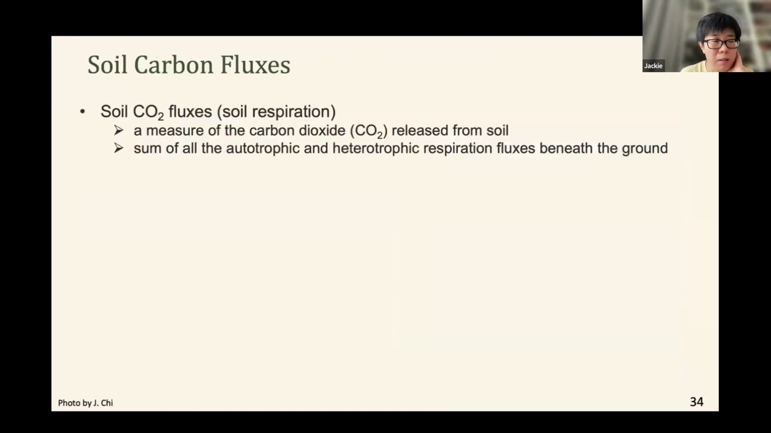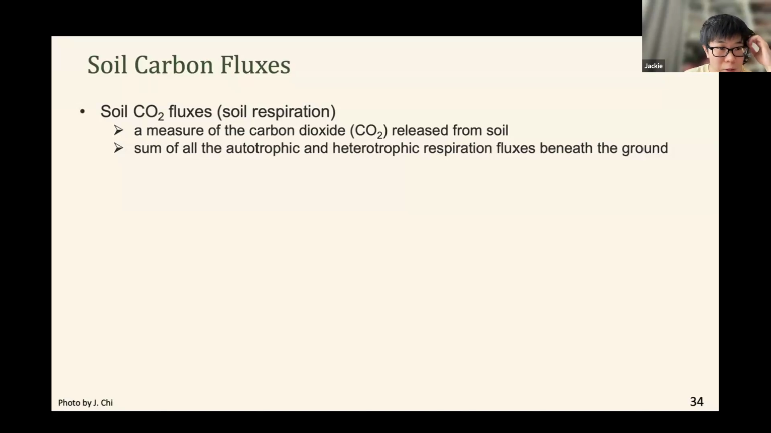Once we talk about SOC formation and losses, we keep talking about soil carbon fluxes. In this study, we will mainly focus on soil CO2 fluxes, which is also described as soil respiration, and we will also talk about soil methane fluxes. So this will be a general description of soil carbon pools and fluxes, which will be extremely relevant and important for tomorrow's lecture.